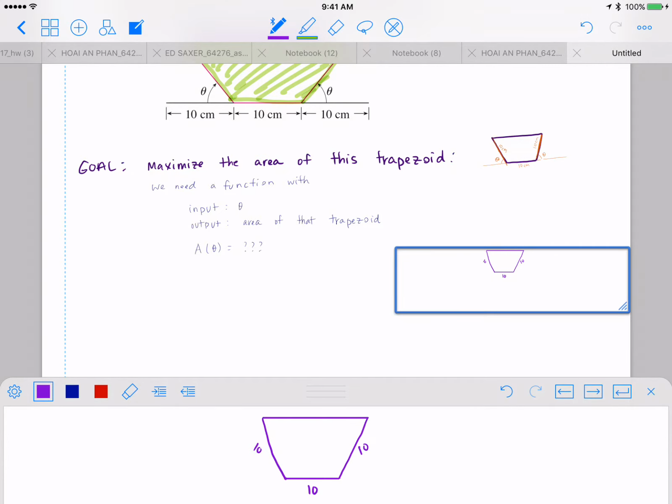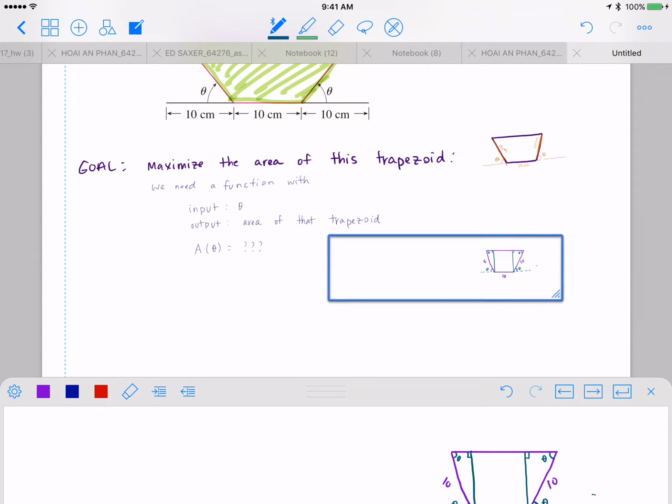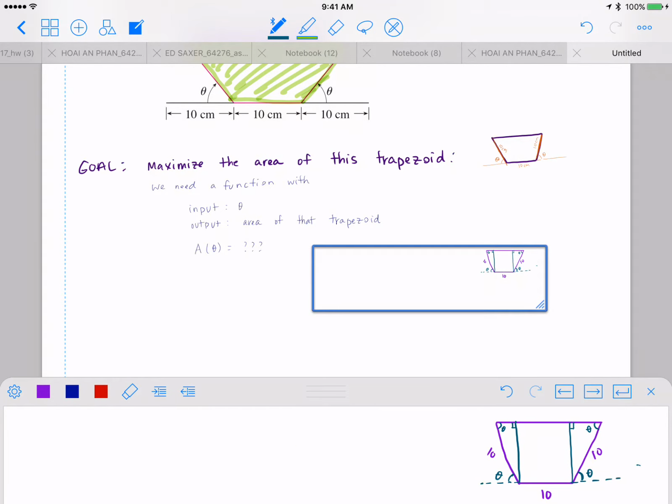The first thing I can do is use geometry facts to say that since this angle is theta, right, if we look at this right triangle, this opposite angle will be theta. Okay? So my picture isn't drawn very well, but over here we've got this angle is theta, and so the opposite angle is theta. Now, just as a reminder, how did we do that?